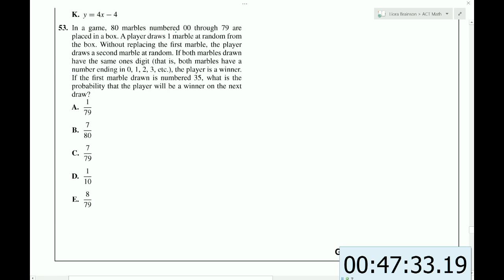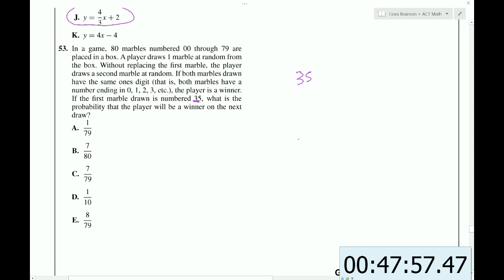In a game, 80 marbles numbered from 0 through 79 are placed in a box. A player draws one marble at random from the box without replacing the first marble. The player draws a second marble at random. If both marbles drawn have the same ones digit, the player is a winner. If the marble drawn is number 35, what is the probability the player will be a winner on the next draw? The only way to be a winner is to draw another marble which has a 5 at the end, because you need the units digit to be the same.